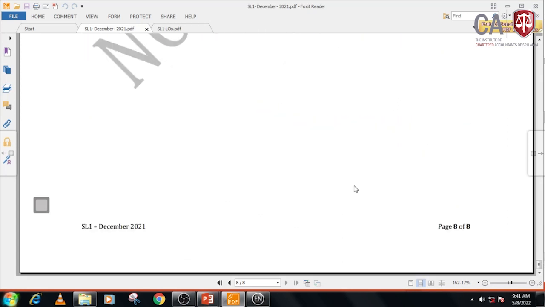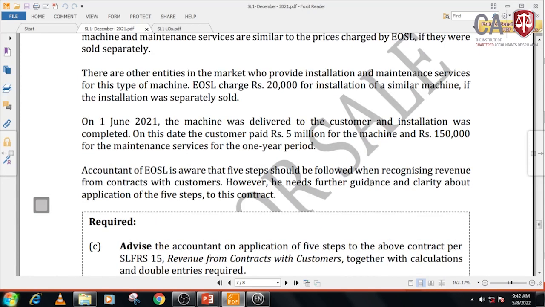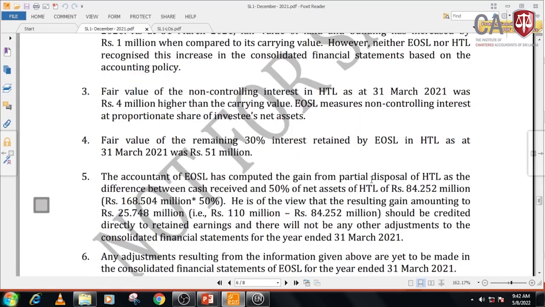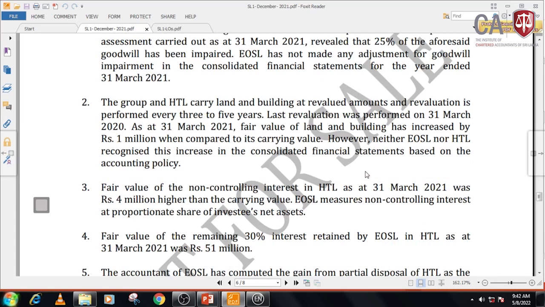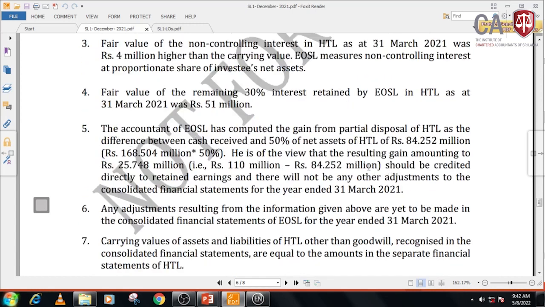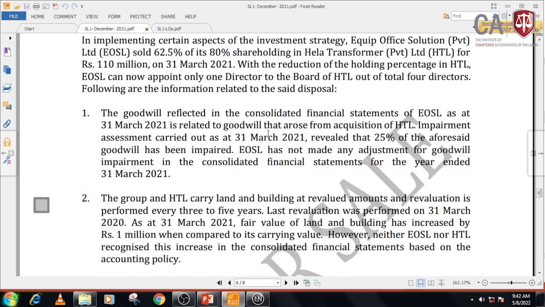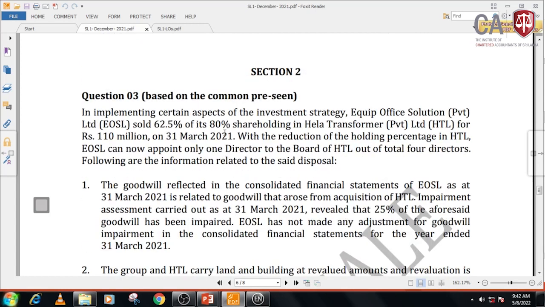So, let us see the art of answering all of these questions. Now, we did not read the question facts, remember we only ran through the questions section. But I am sure even if you read this, the pre-seen is just 7 points, no? That is really good, because you do not need to read several pages in the exam. Already the pre-seen is really comprehensive. So this is just 7 notes, I am sure these are not connected to our questions right now. These must be on the consolidation. Let us do a quick run through that. In implementing certain aspects of the investment strategy, the company sold 65% of Hailer Transformation, that was indicated.